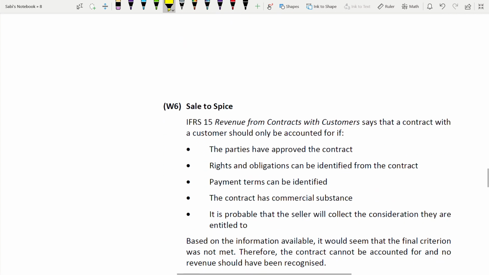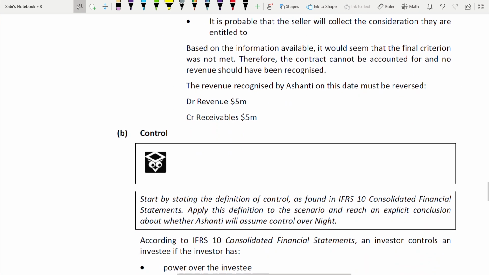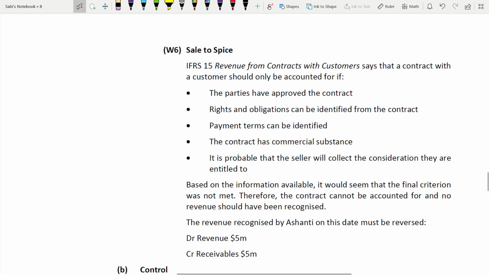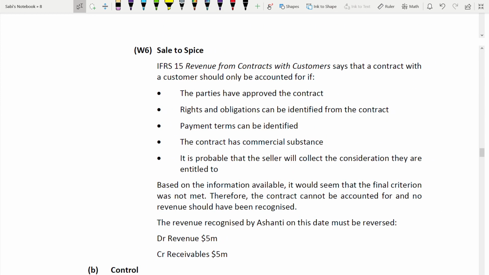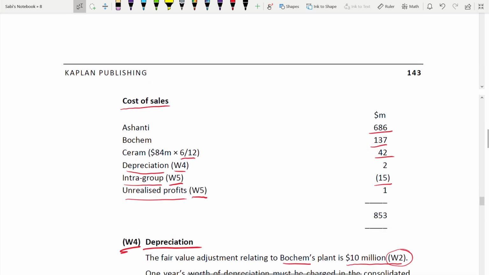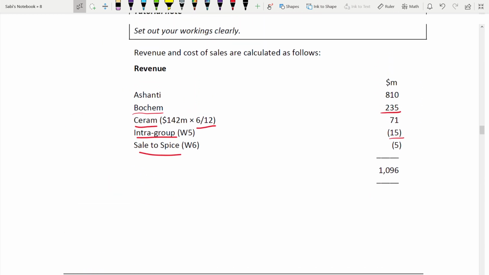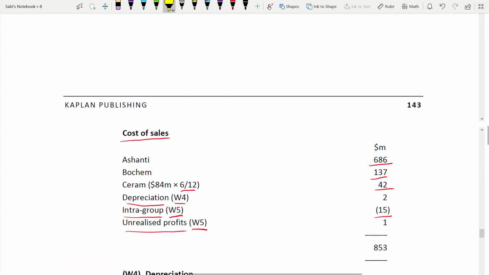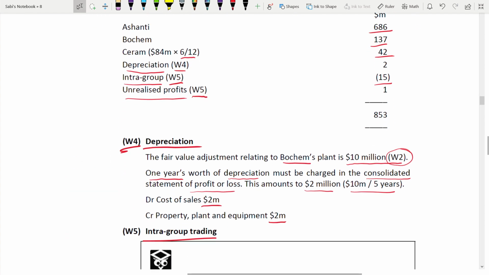Next item is sales to Spice. Okay. Then we have part B. Part B is fully theory. Let us go to sales to Spice, working 6. Okay. Because specifically they told how you are going to deal with this. Okay. So if you go up, working 6, you are not taking the cost of sales, neither you are, but you are taking it in the revenue. Okay. Revenue you are taking 5, you are deducting from revenue. Okay. Sale to Spice. We'll see how.